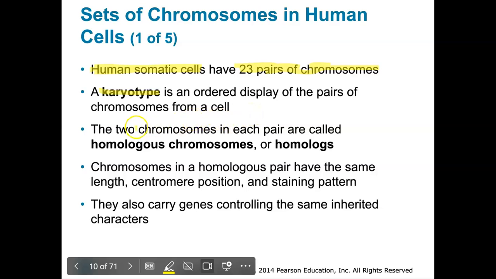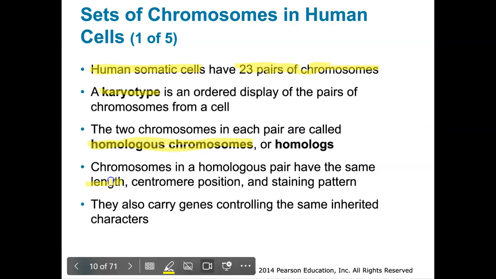But anyway, I told you about homologous chromosomes. You're going to see the word homologs, but I usually just say homologous chromosomes. Since there are 23 pairs of chromosomes in humans, that means there are 23 pairs of homologous chromosomes. 23 homologous pairs is what we say. And the way that you know which two chromosomes are in a homologous pair is that they're going to have the same length.